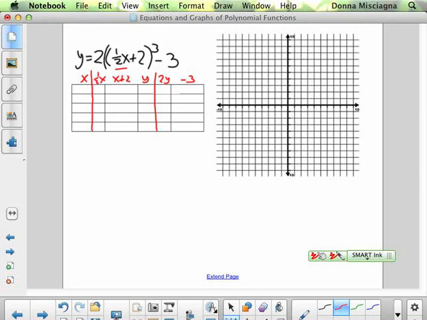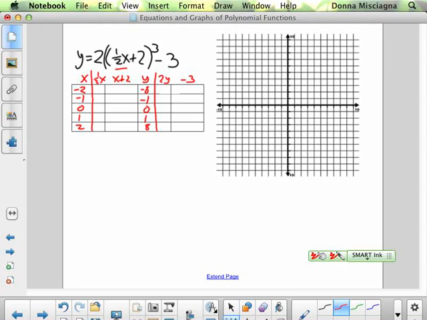All right, so this is a cubic function again. Our x coordinates are -2, -1, 0, 1, and 2. If we cube those values, that gives us enough of a shape of our graph, and notice it's centered on the y-intercept. If we cube -2, that's -8. If we cube -1, that's -1. 0 cubed is 0, 1 cubed is 1, and 2 cubed is 8.